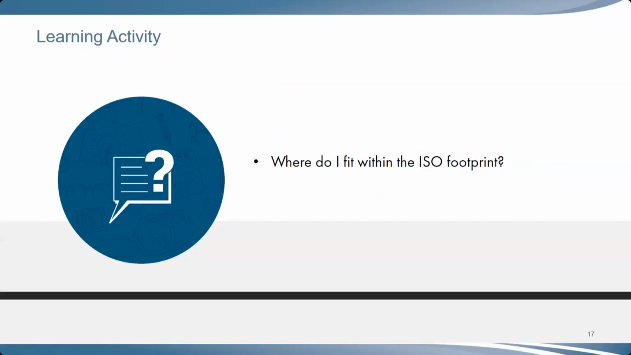So let's take a quick look here and ask, where do I fit within the ISO footprint? And when I say the ISO footprint, I'm not necessarily meaning just the ISO BAA, the 80% of California, but within the markets. Within the framework would probably have been better for this. How do you fit within this framework?